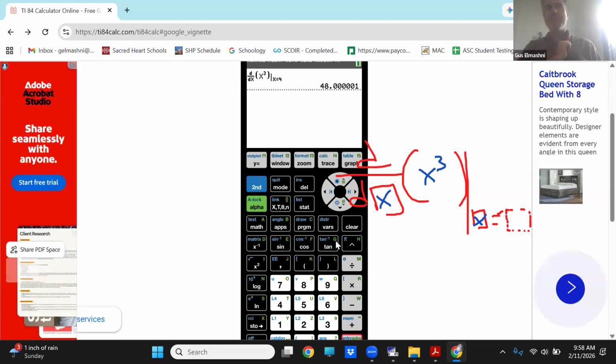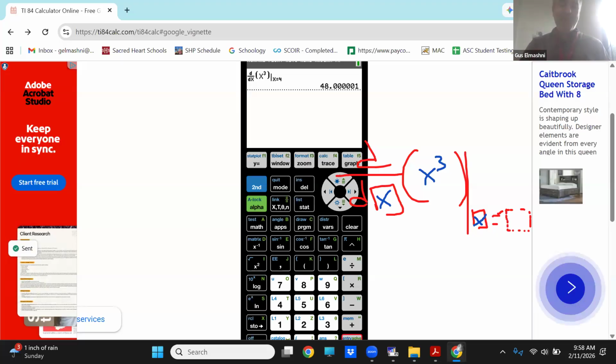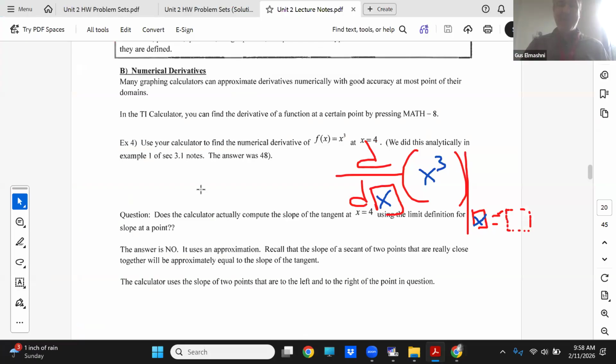It's approximate. How do you think it's approximating? Oh, okay, good. All right. Well, let's talk about it. So it's approximating, right? By the way, there's another place you can do it as well.